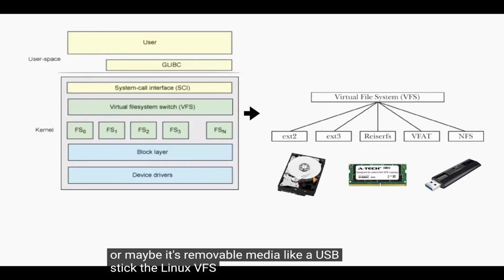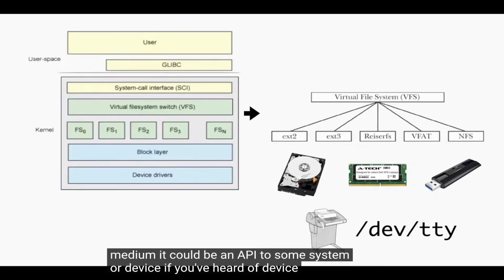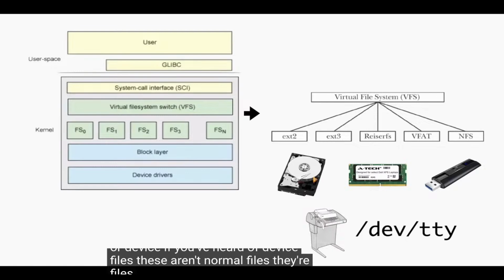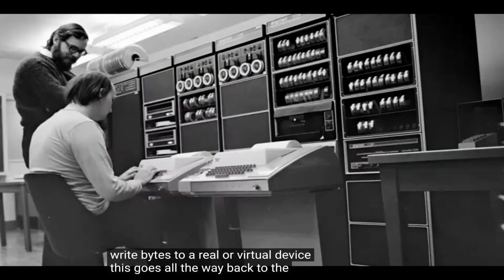The Linux VFS is like a router or a switch delegating operations to the underlying file system mounted at a specific path. However, the underlying file system doesn't have to be a storage medium. It could be an API to some system or device. If you've heard of device files, these aren't normal files. They're files representing a way to read or write bytes to a real or virtual device. This goes all the way back to the origin of Unix.